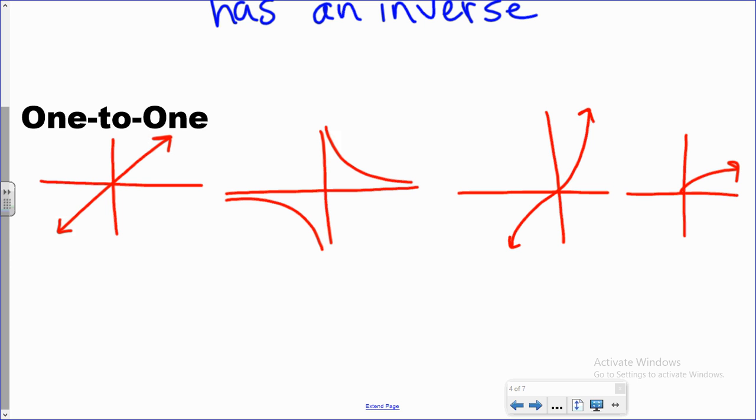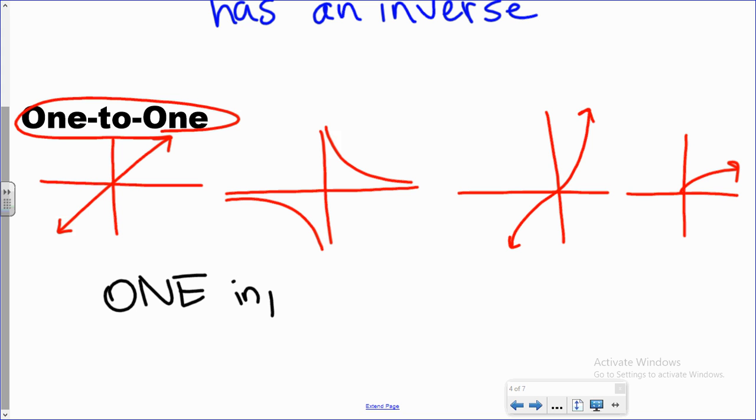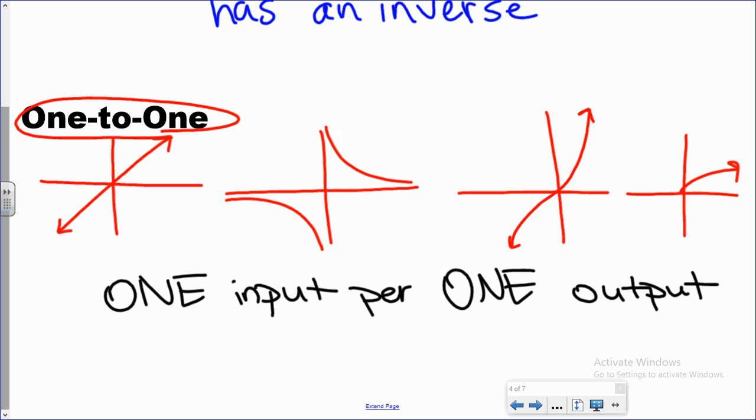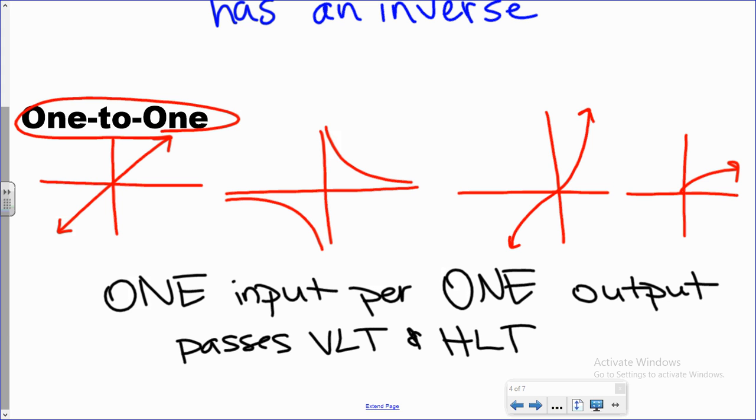Those functions all obviously pass the vertical line test because they're functions, but they also pass the horizontal line test. These are what would be called one-to-one. Okay? There is only one input per one output.